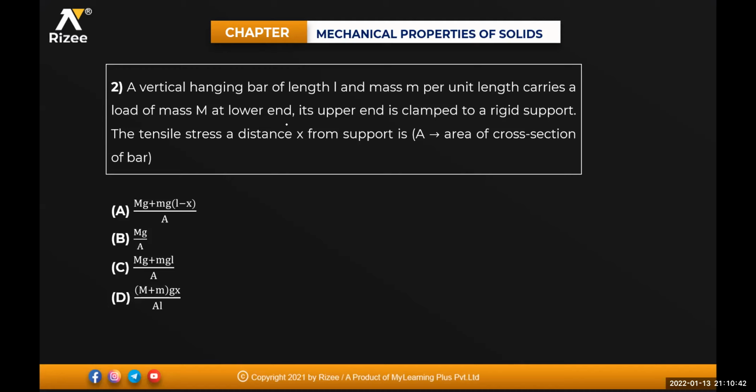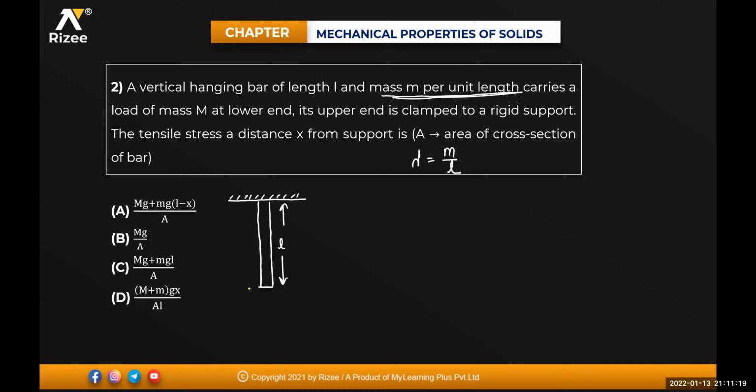Tensile stress is nothing but again the same, beta: tension at a given point divided by your area. So I'll just make a diagram for that one. We have got a vertical hanging bar of length L and mass M per unit length. That means the rod which is hanging also has mass. So here this is your rod like this. Mass of this one is how much? Mass per unit length is given, that means lambda. Lambda is equal to M by L. Done, beta.